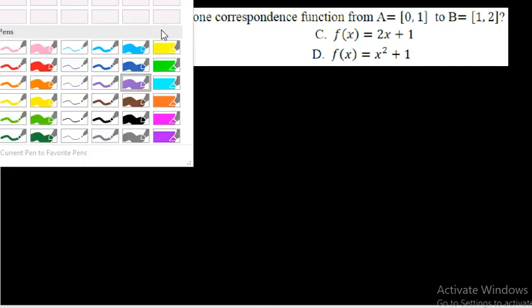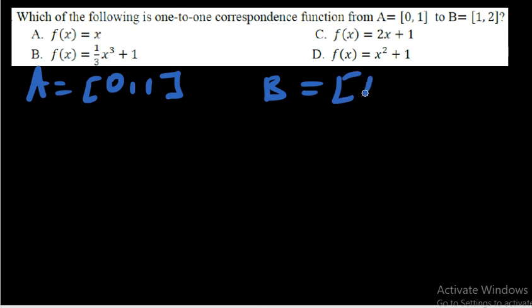Okay, the last question for today. It says, which one of the following functions is a one-to-one correspondence? The domain A is already given to you, 0 to 1, and the range B is given to you, 1 to 2.